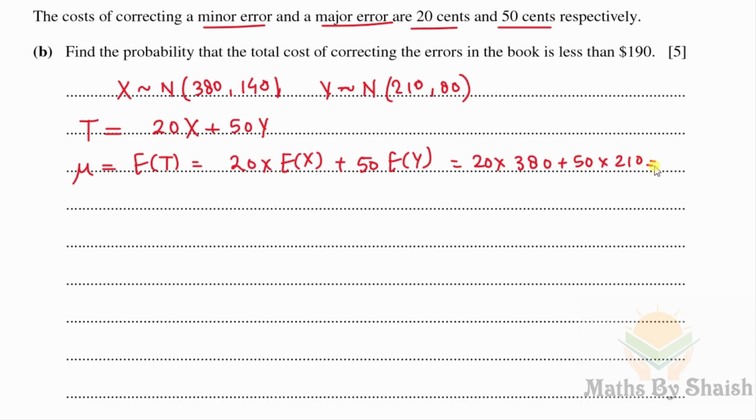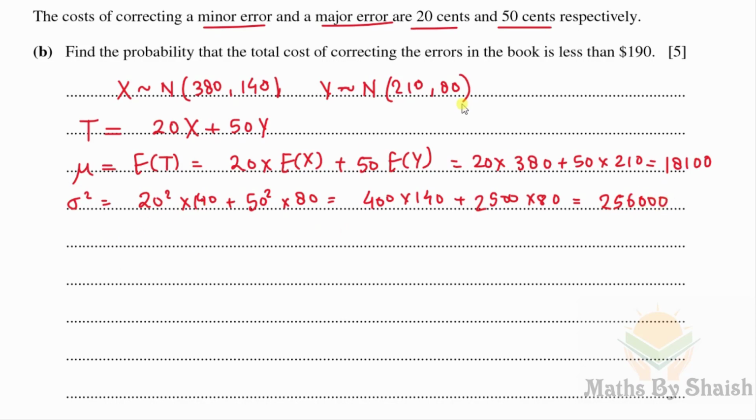Now we calculate this value, and it is 18,100. The variance sigma squared is the variance of T, which is 20 squared times variance of X, 140, plus 50 squared times variance of Y, 80, which can be written as 400 into 140 plus 2500 into 80. Let's calculate this value as well, and it is 256,000.